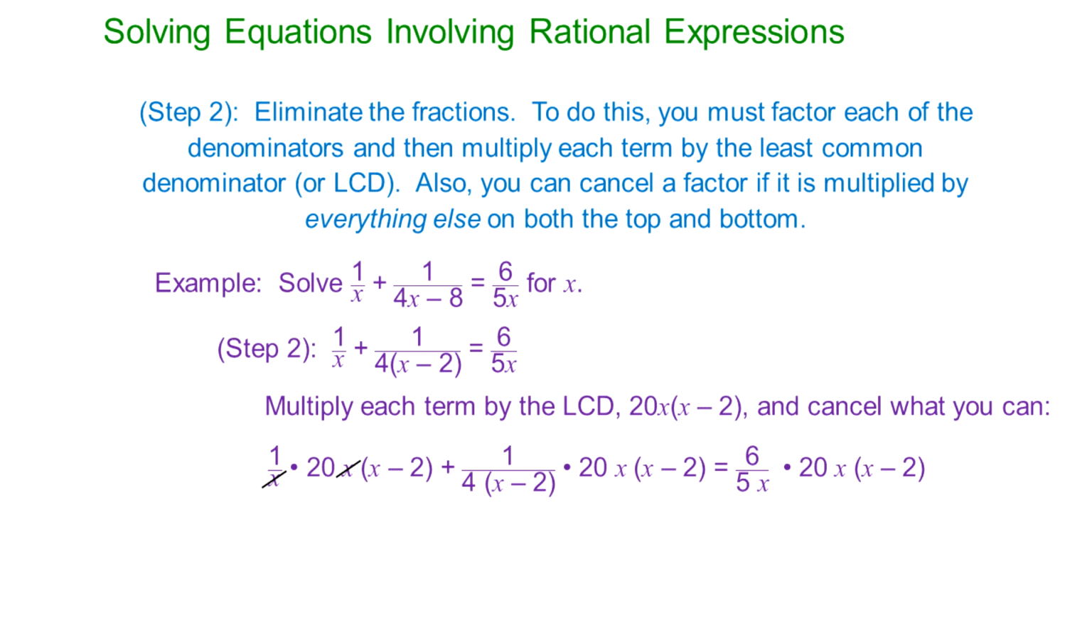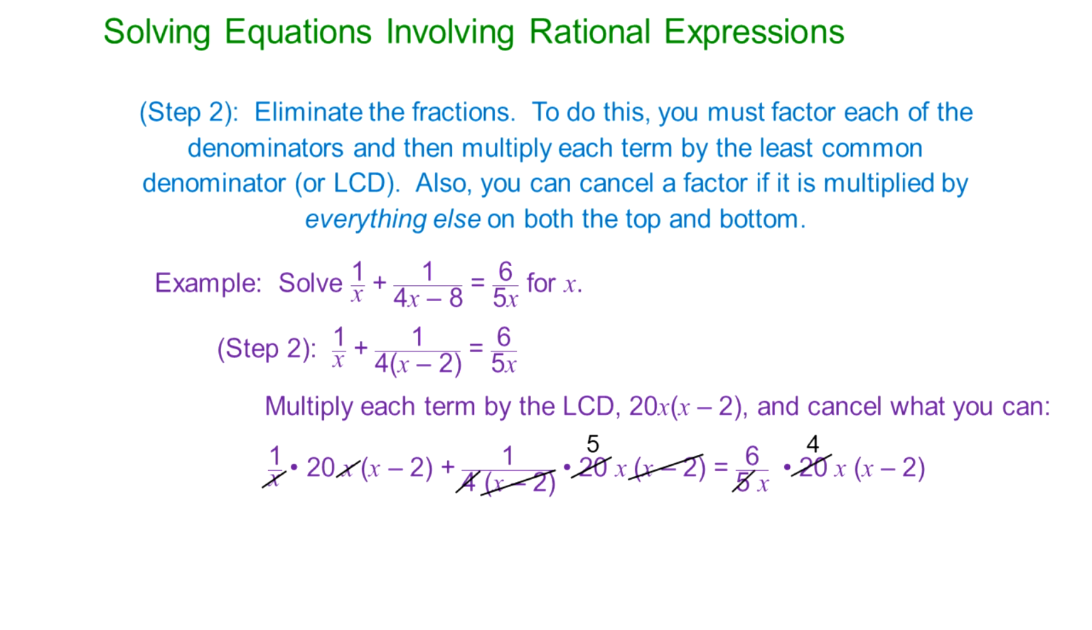In the second fraction, you should be able to see that because 20 is equal to 5 times 4, I have a 4 that is multiplied by everything else on the top and bottom. That means that I can simplify the second part of the equation by dividing both the 20 and 4 by 4. Since I also have an x minus 2 that is multiplied by everything else on the top and bottom, I can simplify the second part of this equation further by dividing both the top and bottom of this fraction by x minus 2.